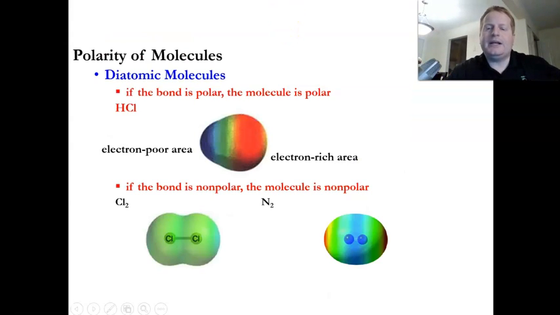So, diatomic molecules like HCl, for example, if the bond is polar, the molecule has to be polar, right? Because the bond makes up the whole molecule, just like we saw for HF. So here it is, for example, a polar molecule. Electrons definitely gather to one side. Cl2, nonpolar molecule. All the bonds are nonpolar, so that helps us decide it as well. N2, right? These are both symmetrical as well, but there's not really much of an electron pull happening either. So if the bond is nonpolar, the molecule is also nonpolar, with some exceptions.